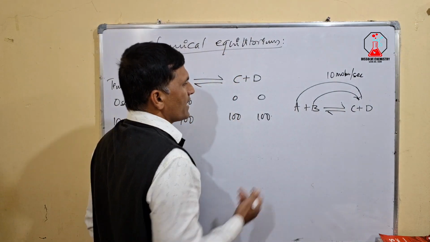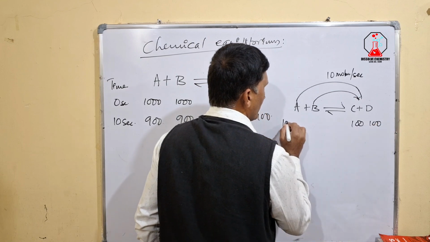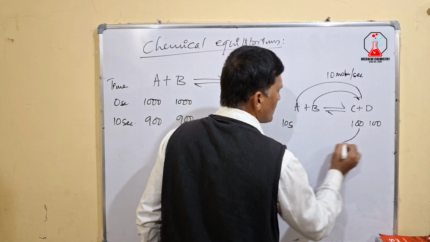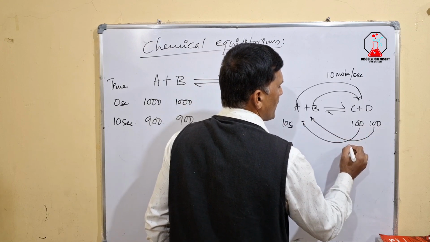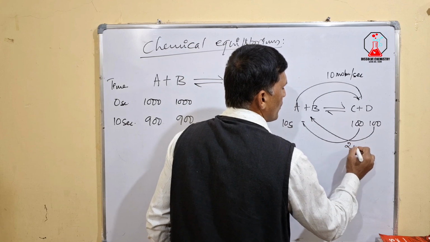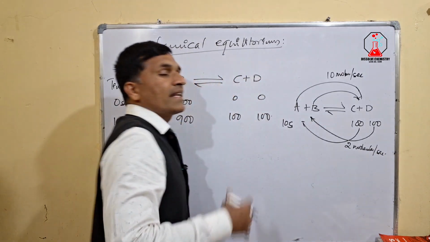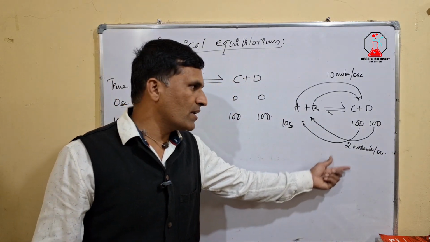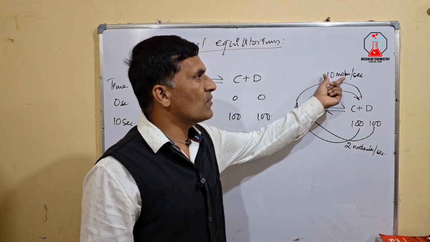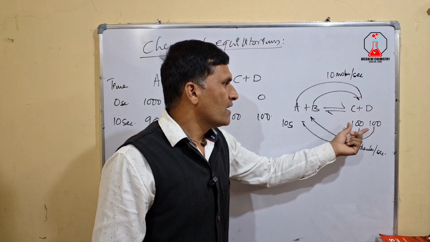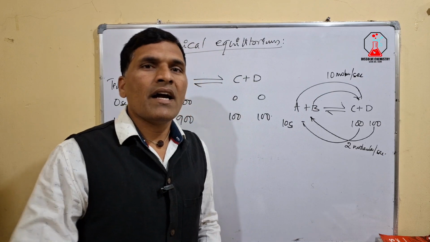After 10 seconds, 100 C and 100 D have already been formed. Now slowly C plus D also start combining back to give A plus B, say at a rate of 2 molecules per second. Up to 10 seconds nothing has happened; after 10 seconds it also starts. But the rate of combination of A plus B is 10 molecules per second, and the rate of recombining of C plus D into A plus B is 2 molecules per second. And it goes on.